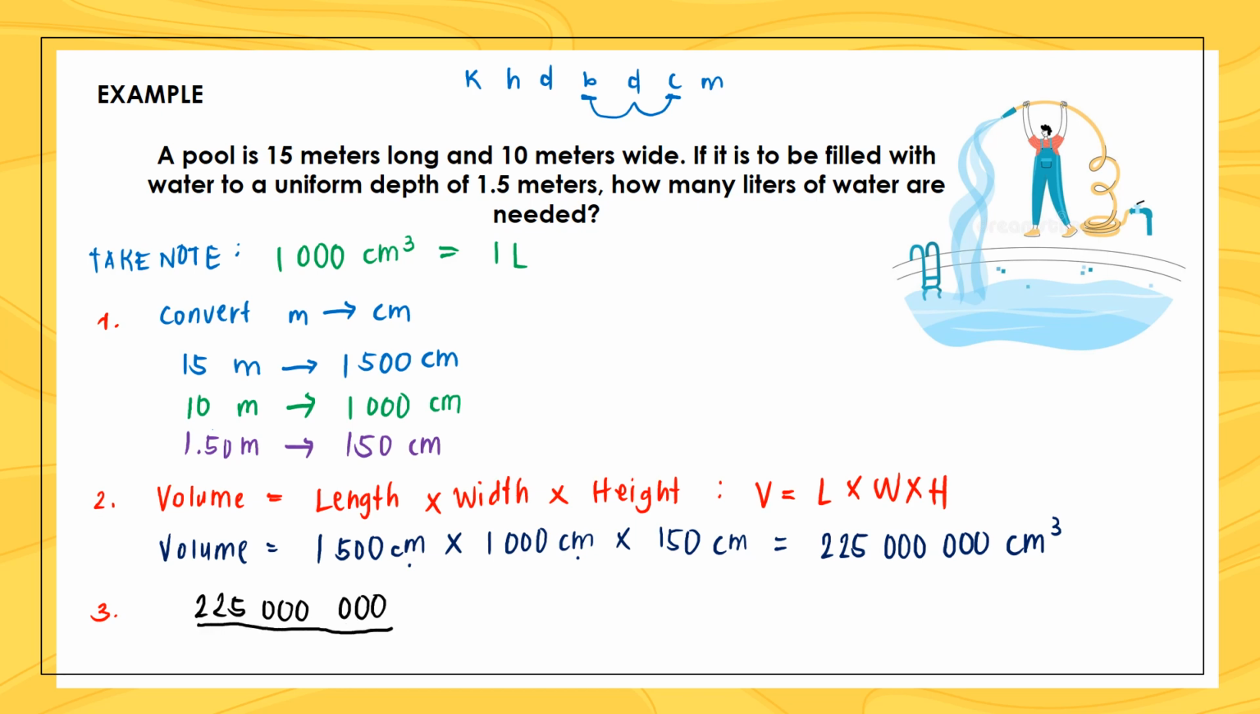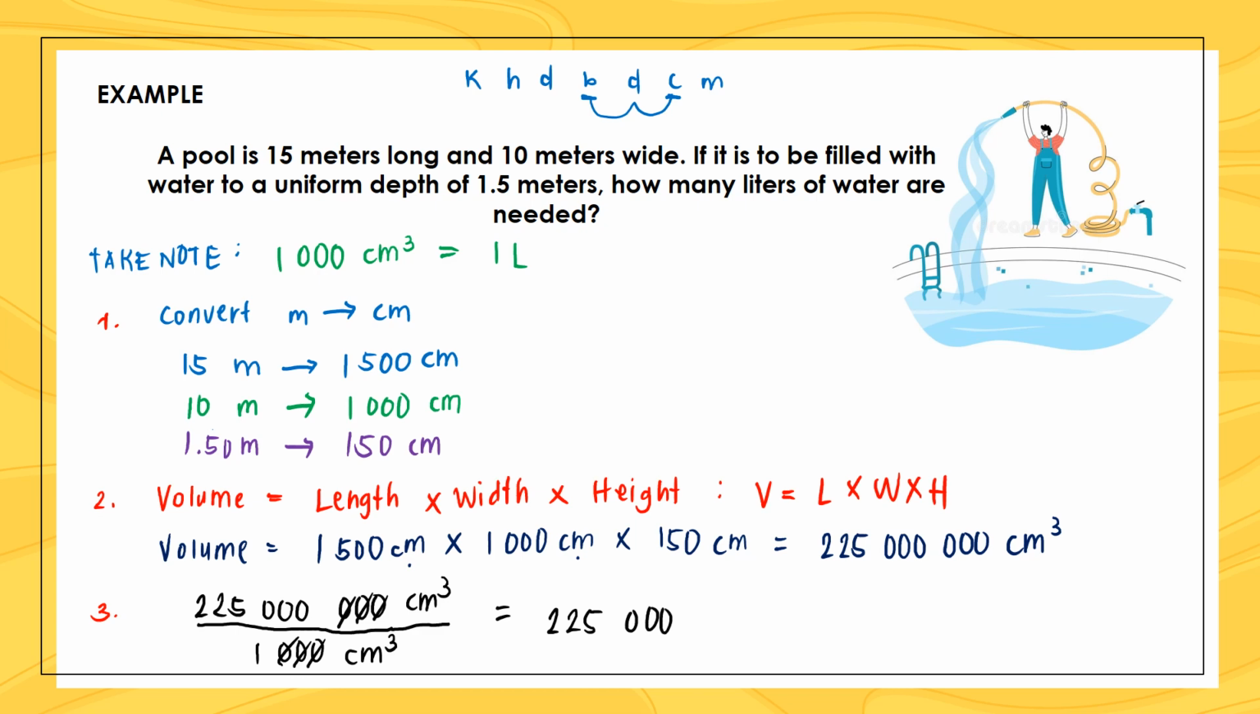225 million over 1,000. Let me write the unit as well: cubic centimeter divided by 1000 cubic centimeter. Okay? So for us to easily divide this one, we just cancel out zeros. 1, 2, 3, 1, 2, 3. Therefore, your final answer will be 225,000.